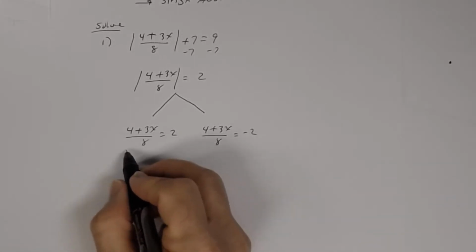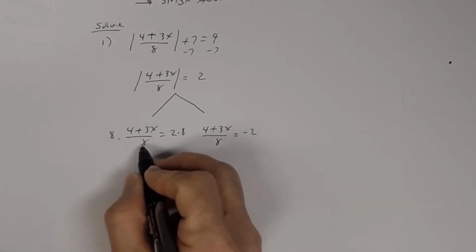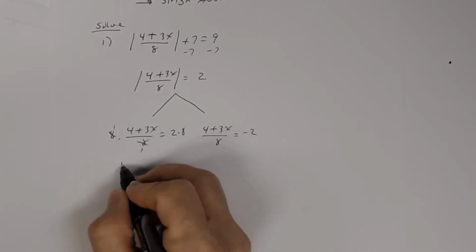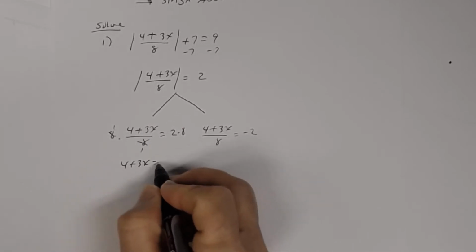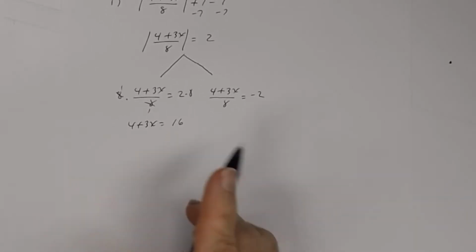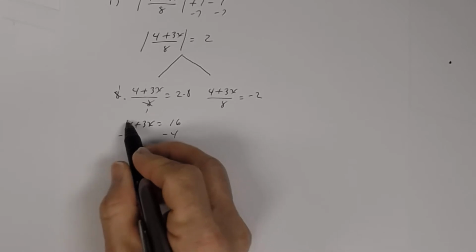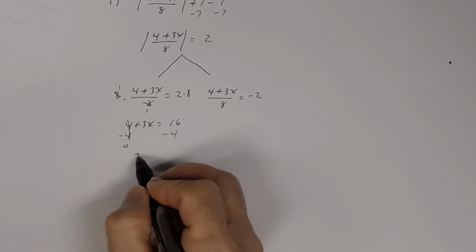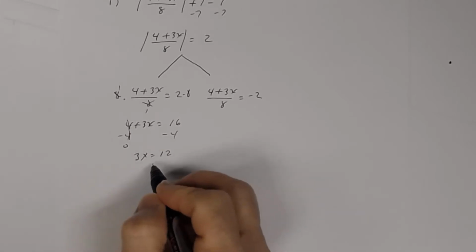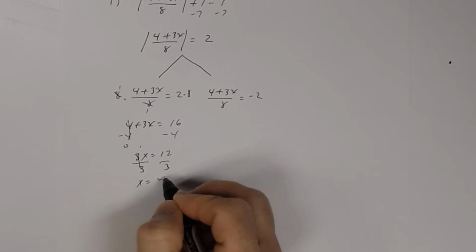So what I'm going to do now is multiply both sides by 8. And so these 8's divide out, and on the left side you get 4 plus 3x. On this side, you get 16, since 8 times 2 is 16. And then to solve this linear equation, you're going to subtract 4 from both sides. When I combine like terms, I get 3x is equal to 12, since 16 minus 4 is 12. And divide both sides by 3, I get x to be 4.